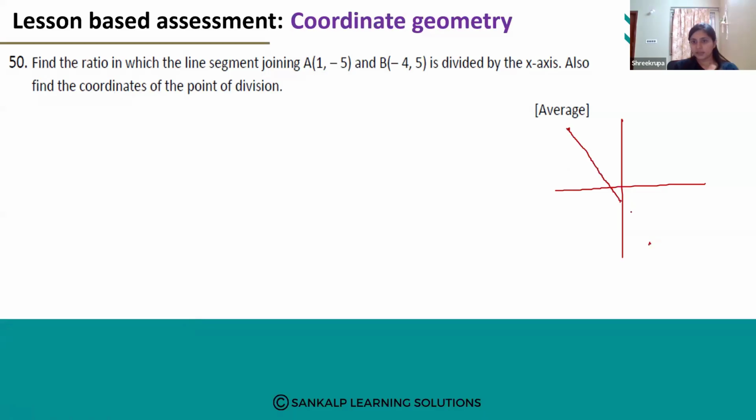So this line segment is getting divided by this x-axis. This point, let's consider this as point P(x, y). Here we don't know the ratio, so let's assume the ratio in which P is dividing AB is k is to 1. And this point P is lying on the x-axis.